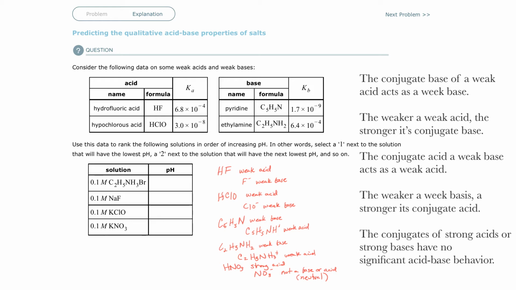All right, along the edge here, I've got some statements that you have to be able to put your brain around. So let's look at these. The first one says the conjugate base of a weak acid acts as a weak base. Just accept that. If you have a weak acid and you give away the H, it's also going to be a weak base.